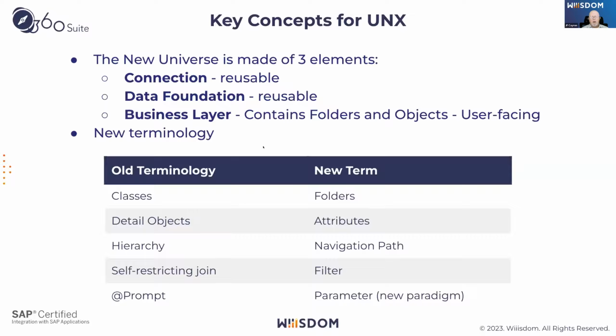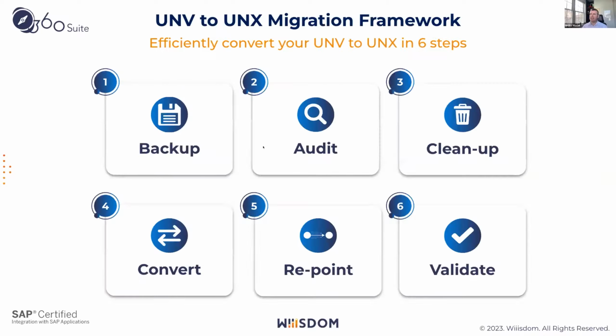In passing, the terminology has changed for a few things. Classes are now called folders. We renamed some other types of artifacts, but essentially the concept remains the same, as you can see on the screen right now. Okay, so over the years we've been involved in hundreds of migrations, probably thousands in fact, and hundreds and hundreds of conversions going from UNV to UNX.